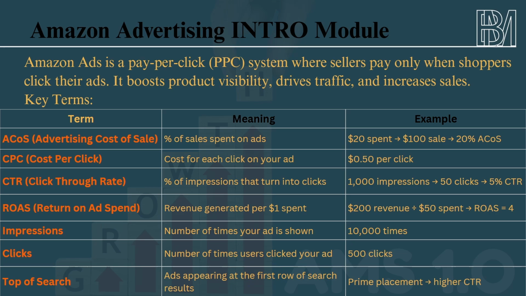So what that means is ROAS measures how much revenue you earn for every 1 rupee spent on your advertising. The formula for ROAS is revenue from ads divided by ad spend. For example, if your ad spend is 1,000 rupees, let's say, and the revenue generated from the ads is 5,000 rupees, what will be the ROAS? The ROAS will be 5,000 divided by 1,000.